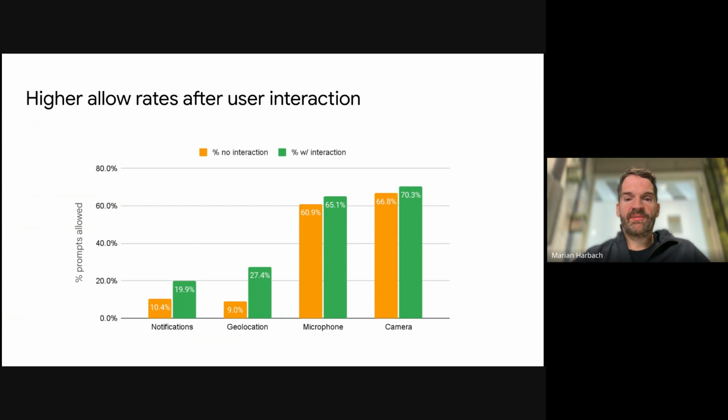Interestingly, for camera and microphone, that difference vanishes, suggesting that there is something else happening. Also, the fraction of prompts that are allowed for each of these 2 permission types is much higher to begin with. We'll come back to this effect in later slides.